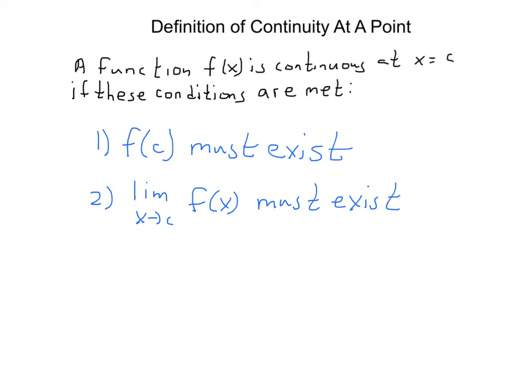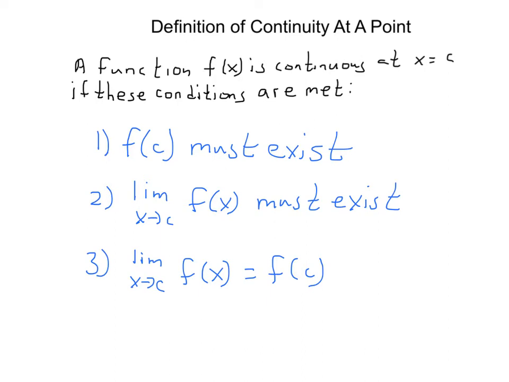There is a third condition that must be met. When we think that the first two are sufficient, we're making an assumption that isn't necessarily true, and you'll see that in a second. The third condition that must be true in order for a function to be continuous at x equals c is that the limit as x approaches c of f of x must equal f of c. If those three things are not true, or we cannot say that they're true, we cannot say that a function is continuous at x equals c.